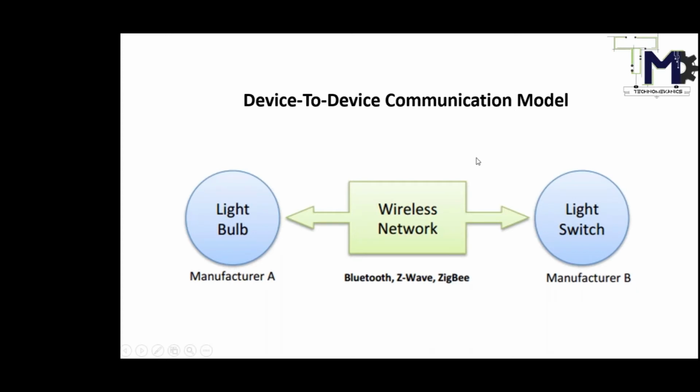If you ask me for a common example of this model, this is how the devices are communicating. We first give a command to the switch, to open the switch or close the switch, and in this manner the light bulb will glow, or it will go off.